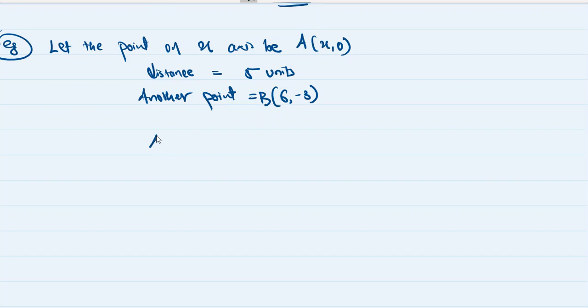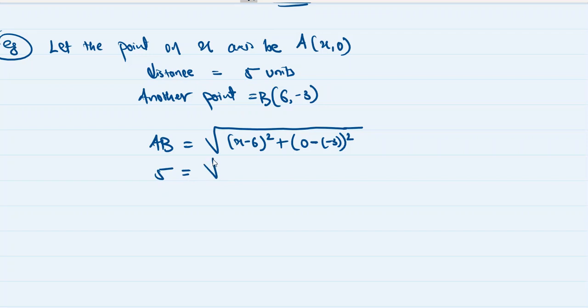So the distance AB is equal to under root of x minus 6 the whole square plus 0 minus minus 3 the whole square. Okay, 0 minus minus 3 the whole square and x minus 6 the whole square, the sum of them. AB is 5 units, so this is 5.